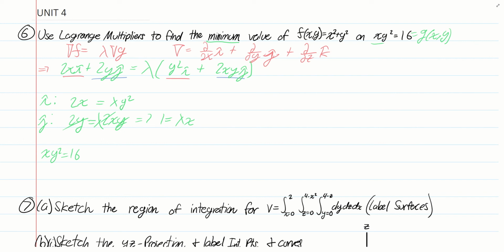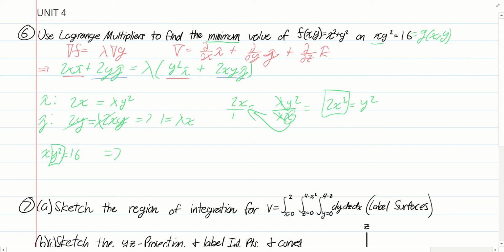The normal strategy I try to do is cancel out lambdas. So I'll do the i equation over the j equation: 2x over 1 equals lambda y squared over lambda x, which gives 2x squared equals y squared. My lambdas canceled. I move this x to the other side, so now I have y squared equals 2x squared. So I can plug this 2x squared in for the y squared right here.